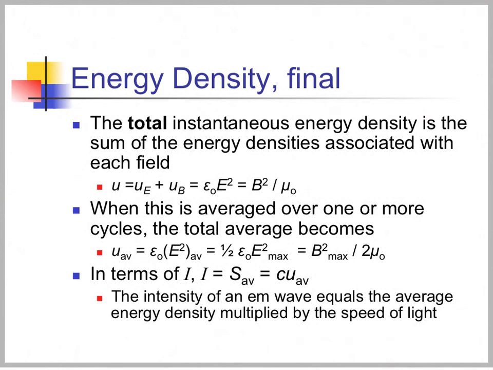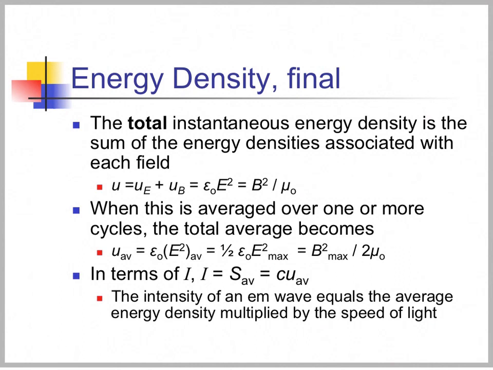When this is averaged over one or more cycles, the total then becomes the average of each of these, which is going to be 1/2 epsilon naught E max squared, or B max squared over 2 mu naught. And in terms of intensity, the intensity is equal to the average Poynting vector, which is c times the average energy density. The intensity of an electromagnetic wave equals the average energy density multiplied by the speed of light.